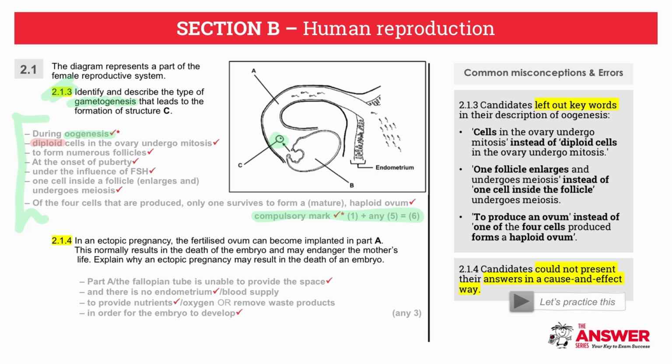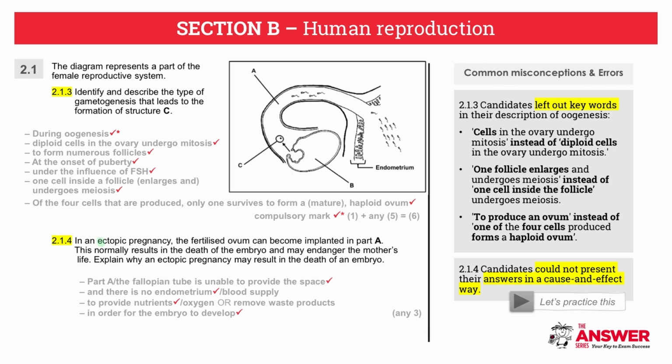Instead of saying diploid cells in the ovary undergo mitosis, they only said cells undergo mitosis. Instead of saying that one cell inside a follicle will enlarge and undergo meiosis, they said that a follicle enlarges and undergoes meiosis, but it's the cell inside the follicle. And instead of saying that 4 cells are produced, one of which will become an ovum, they just said that this process occurs to produce an ovum.